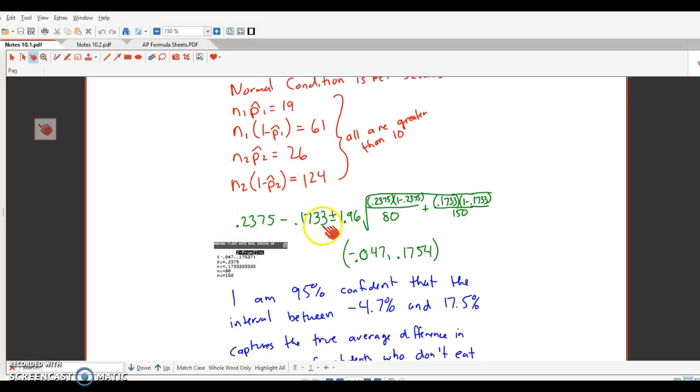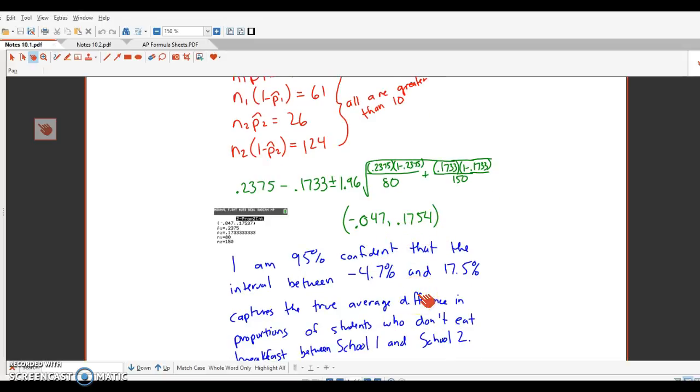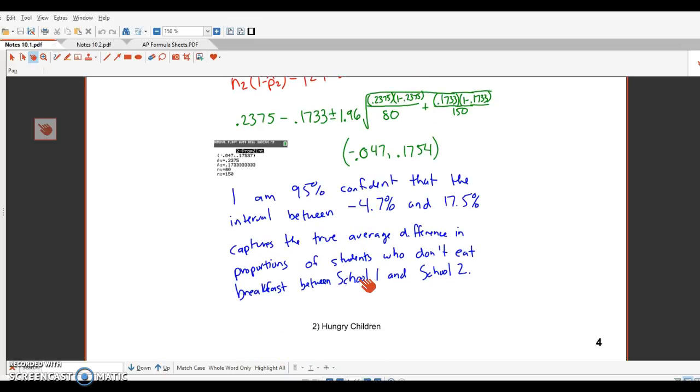So here is my P1 minus P2 plus or minus the z-score for 95%, which is 1.96, and then put each p hat times 1 minus p hat over the sample size, combine them under the root for the standard error, and I get between negative 0.047 and 0.1754. So I'm 95% confident that the interval between those 2 values captures the true difference in proportions. Once again, ignore the word average here. True difference in proportions of students who don't eat breakfast between school 1 and school 2.